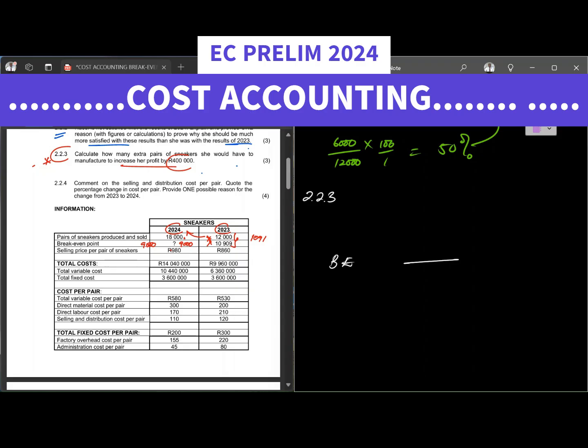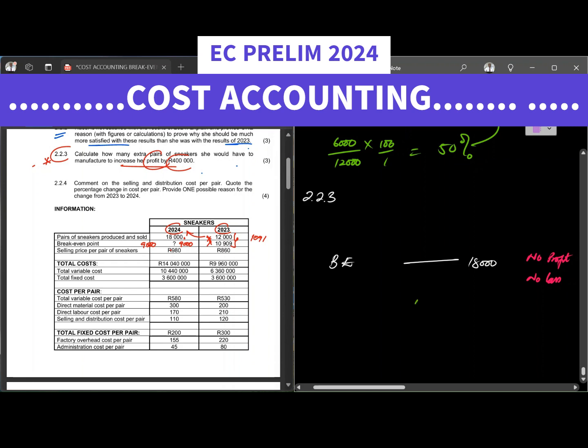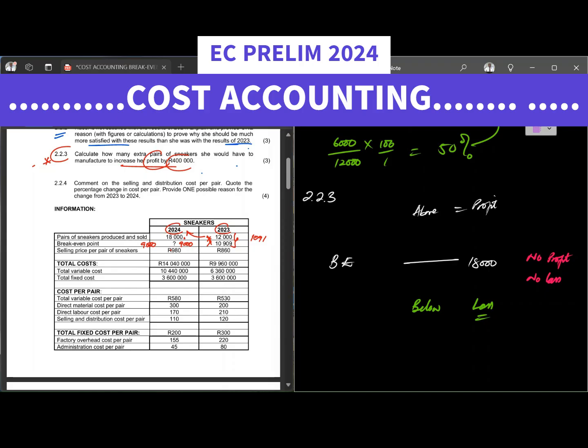Remember, your break-even point is 18,000 units. And at this point, remember, at the break-even point, there is no profit. At the break-even point, there is no loss. And what they want to achieve is a profit. And remember, if you achieve below the break-even point, you are going to make a loss. But if you achieve above the break-even point, then you're going to make a profit. So it simply means our break-even point has already been achieved. So remember, our total fixed cost in this case have already been taken care of.